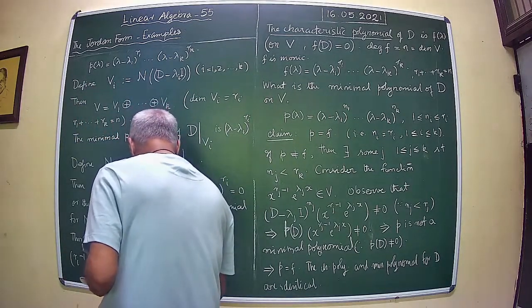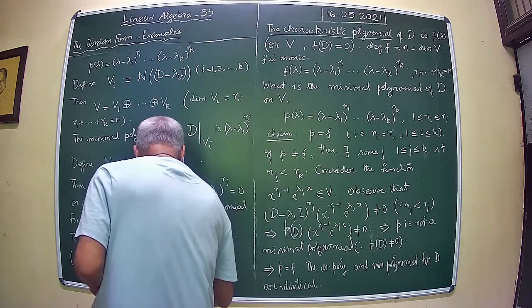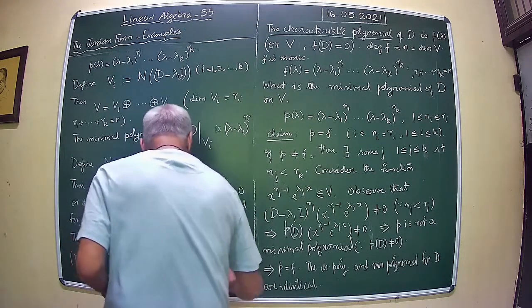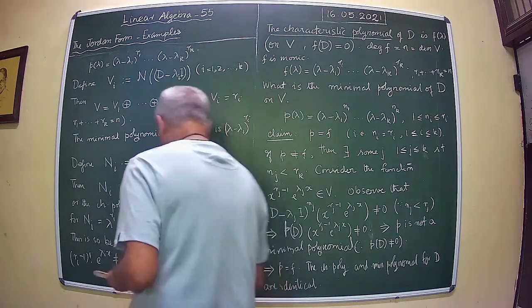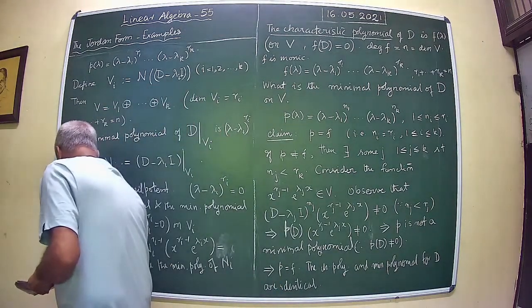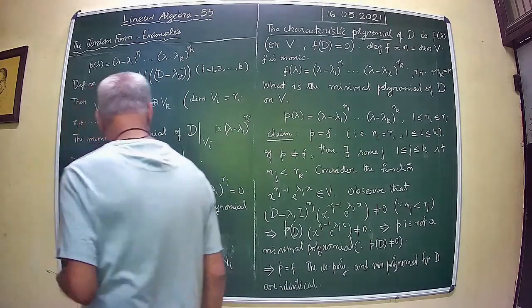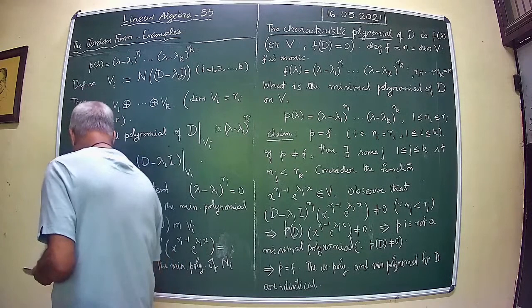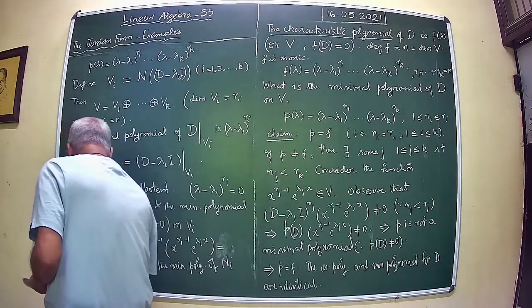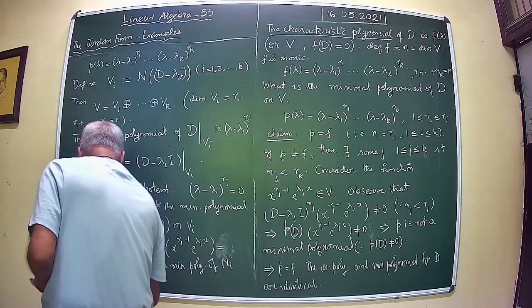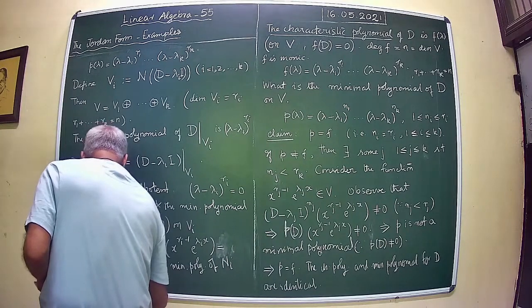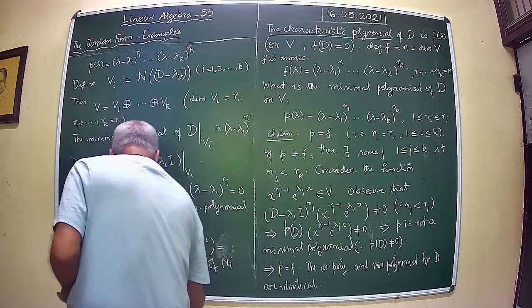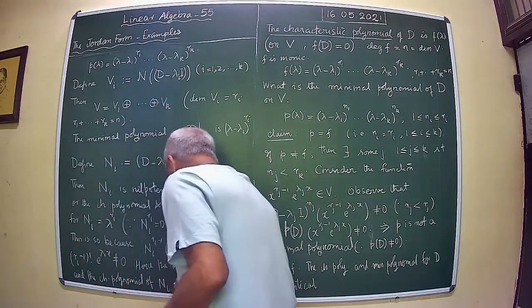The minimal polynomial and the characteristic polynomial of Ni are the same.